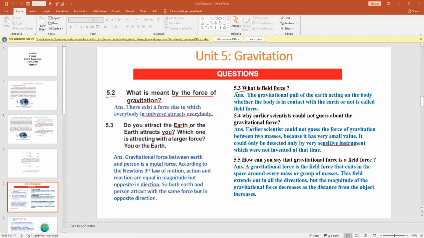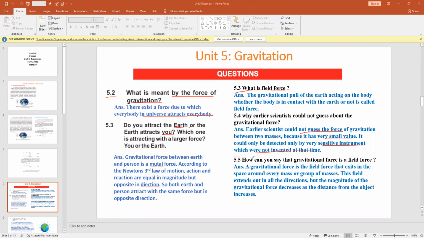So you can just write the answer. Earlier scientists could not guess the force of gravitation between two masses because it has a very small value. It could be detected only by a very sensitive instrument, which was not invented at that time. This is the answer of question 5.4.